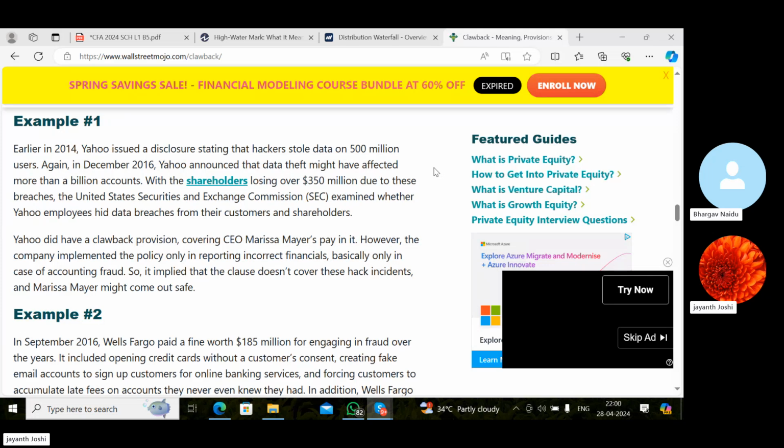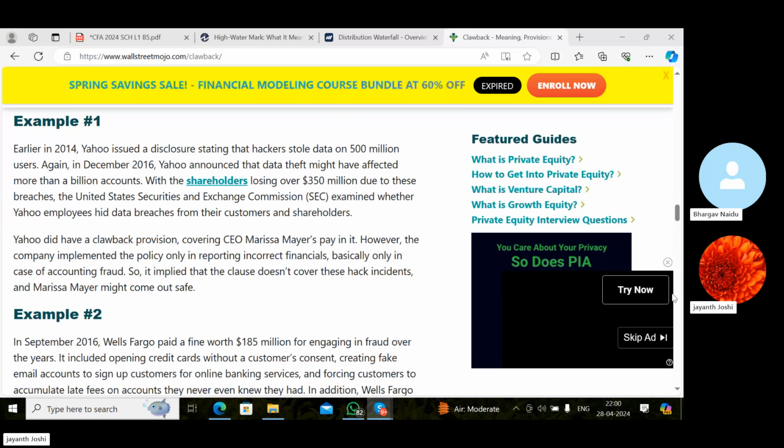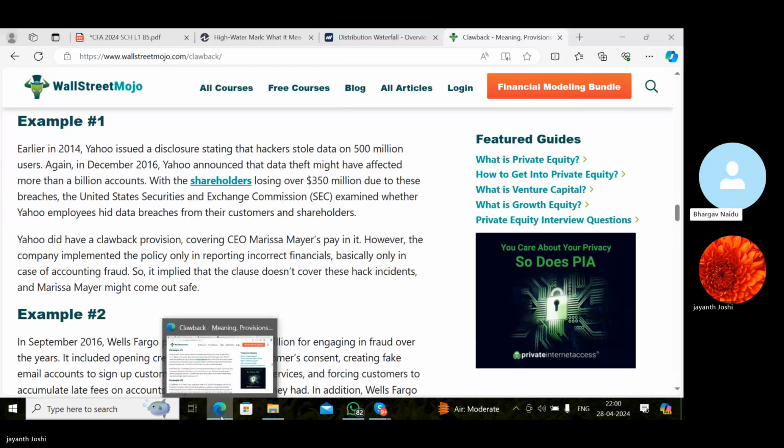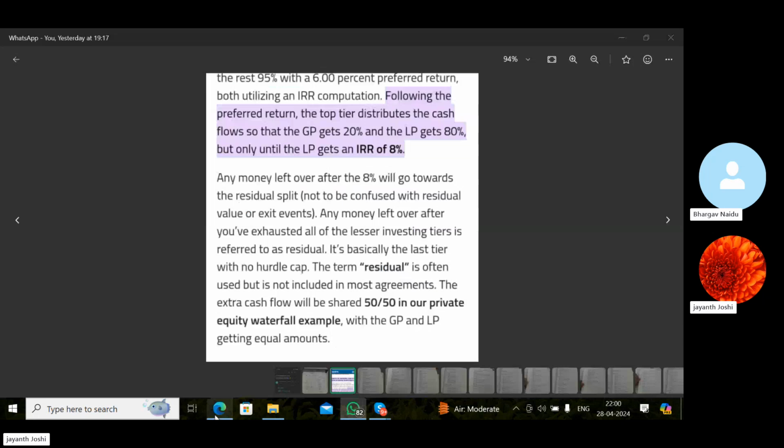In the sense, clawback was only on financial accounting fraud, not on other things. Did you understand? Otherwise, she would have paid from her salary. That is the clawback provision. You can read this.